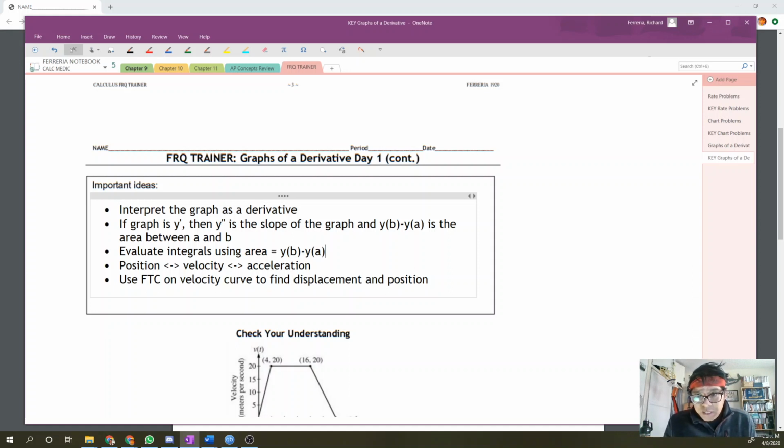There is that other thing to think about. Most of the time, the context here will be position, velocity, and acceleration. And then you're going to use the fundamental theorem on the velocity curve. If you use that, you're going to find displacement. And if you're given an initial position, then you can find a final position as well. Also, sometimes, if you're given the final position, you'll be able to find the initial position through pretty much the same process.